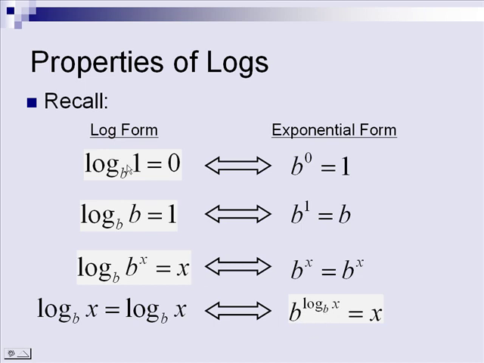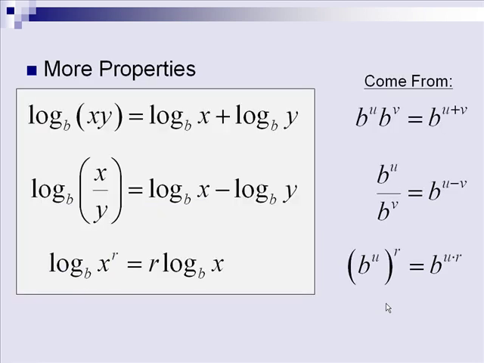So these first three in the log form, log base b of 1 is 0, log base b of b is 1, and then especially log base b of b to the x equals x. We'll use those some. And then b to the log base b of x equals x. So that's another one that we can get in the exponential form. So those are some that you should know. If not, go ahead and write those down. You will definitely need those later on. Maybe not in this video, but in some future videos.